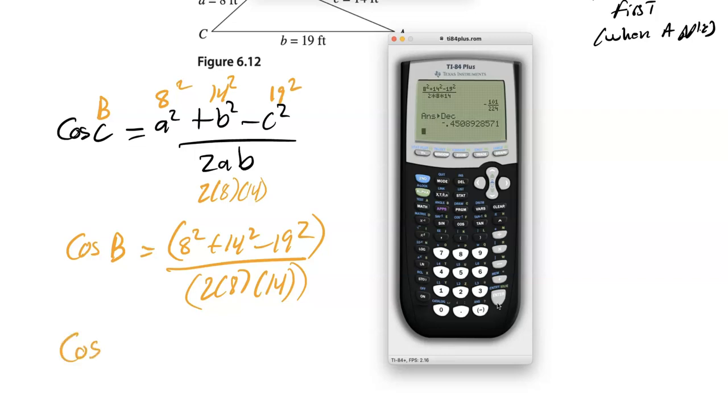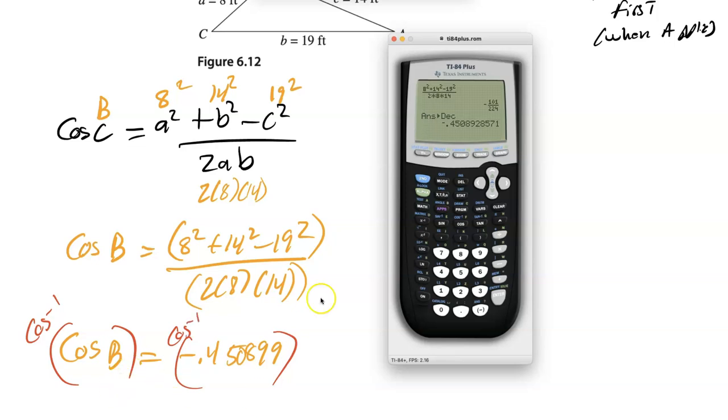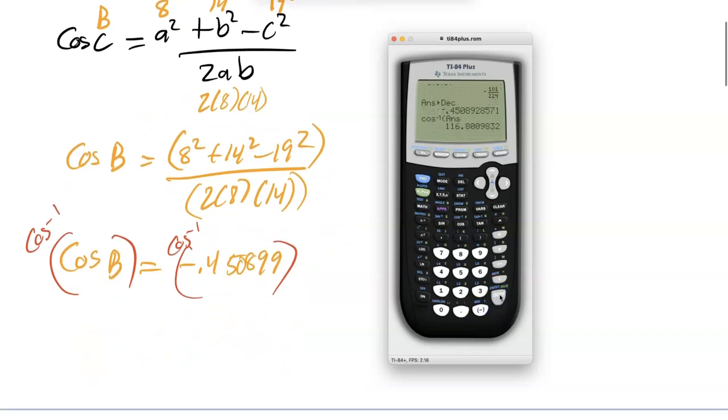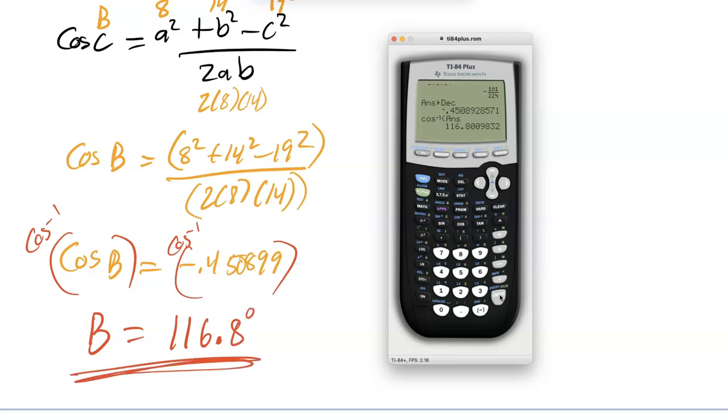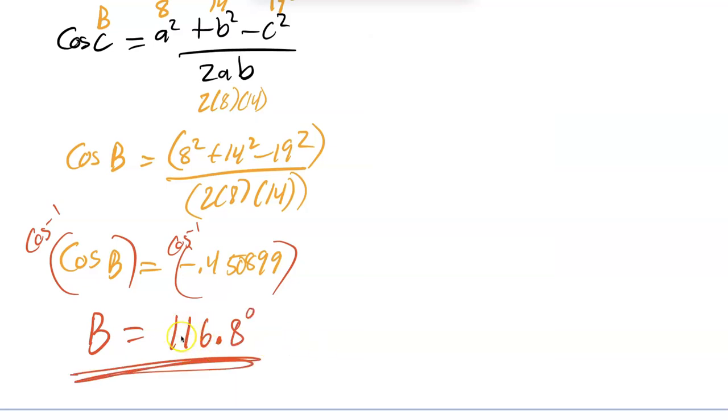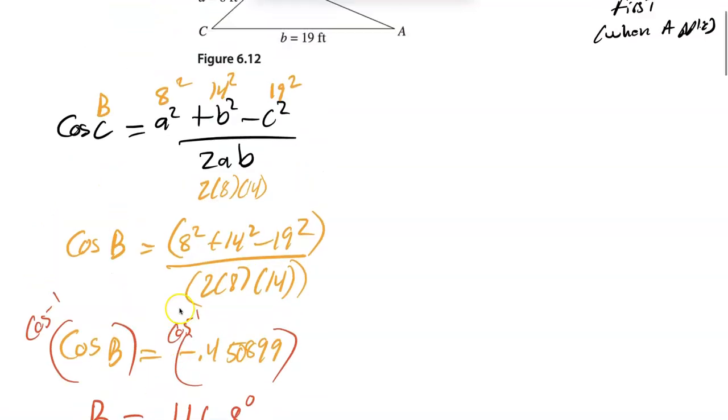So let's say you have cosine B equals negative 0.45089. And now I want to get rid of cosine. We'll do cosine inverse. So second cosine of my answer. And we get 116.8. And good thing we did this first, because if we try to do Law of Sines with this angle, it would not work. Angle's too big. Law of Sines only goes up to 90. It does not go past 90. Cosine does. So that's our first angle here.